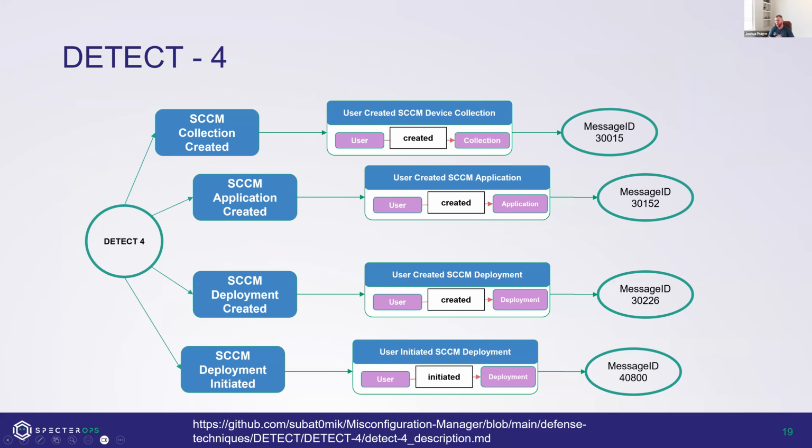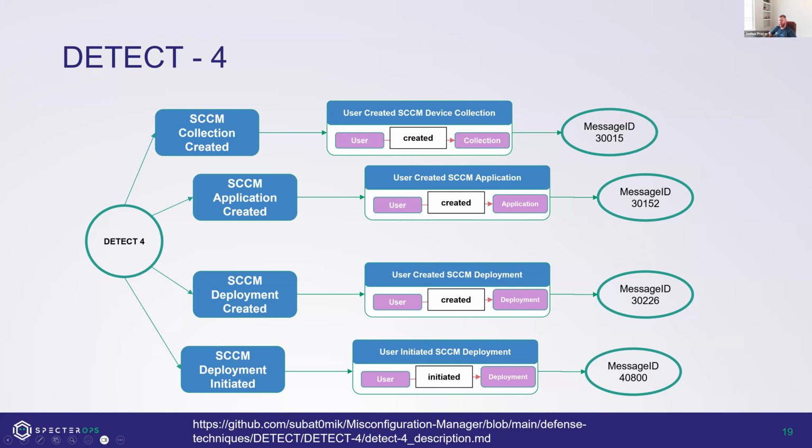All right, so there are individual events, or I guess they're called message IDs, in the status message queue. There are individual message IDs that are related to the collection creation, the application creation, the deployment creation, and then that deployment initiation. So we have 30015, 30152, 30226 showing us that something went and created the application deployment, and then we have message ID 40800 that shows the actual initiation.